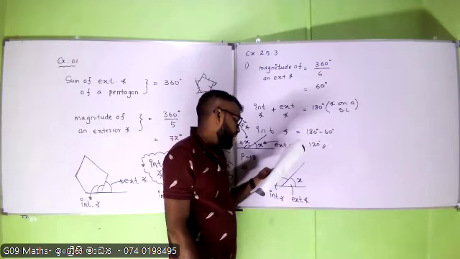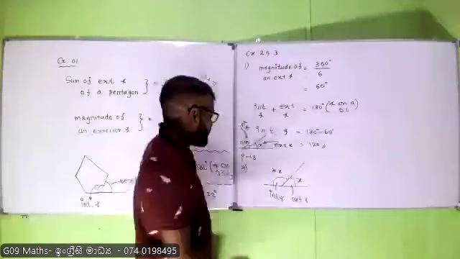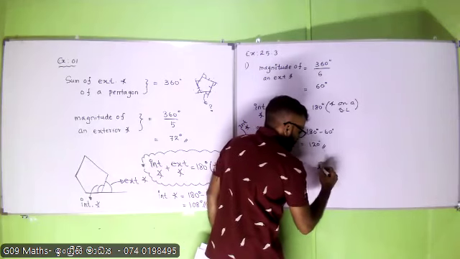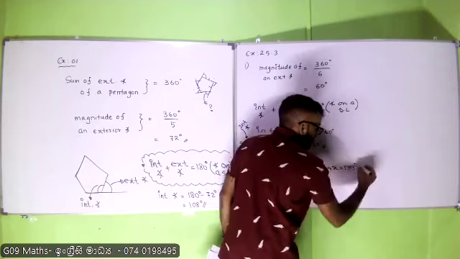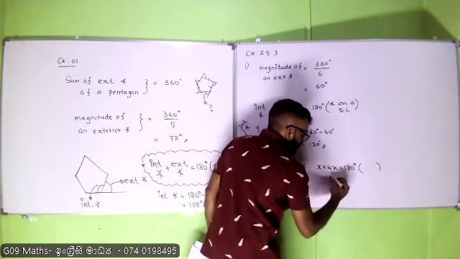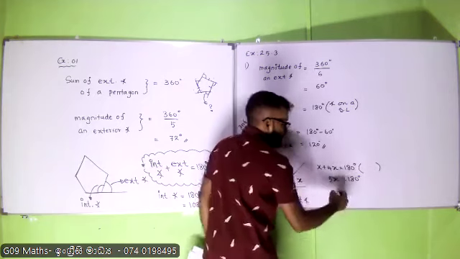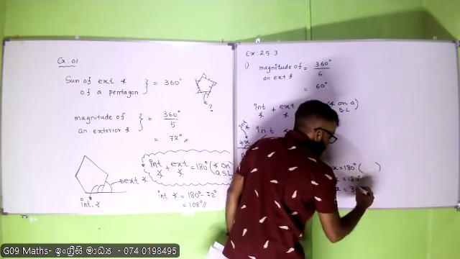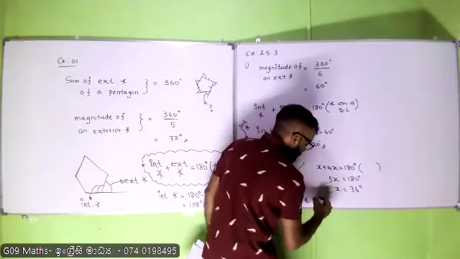They are asking for the magnitude of the exterior angle and the magnitude of the interior angle, then to find the number of sides of the polygon. So x plus 4x equals 180 degrees, angles on a straight line. This is 5x equals 180 degrees. Divide both sides by 5. x equals 36 degrees.